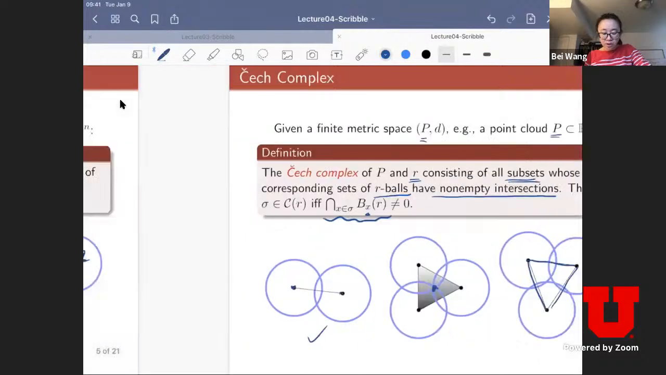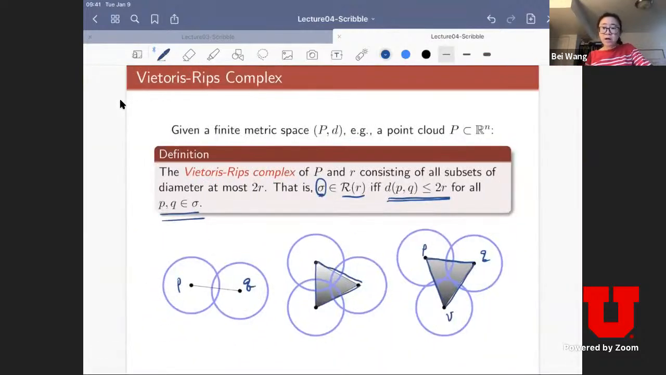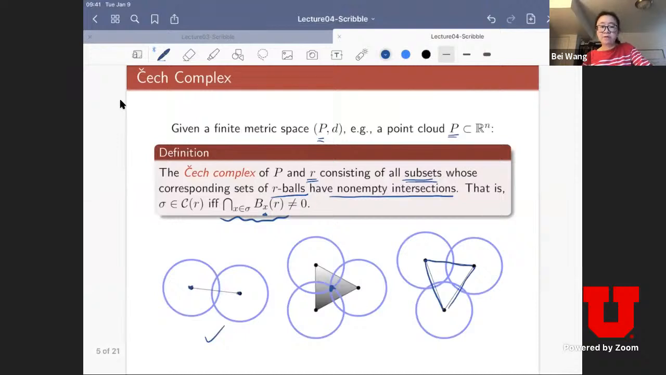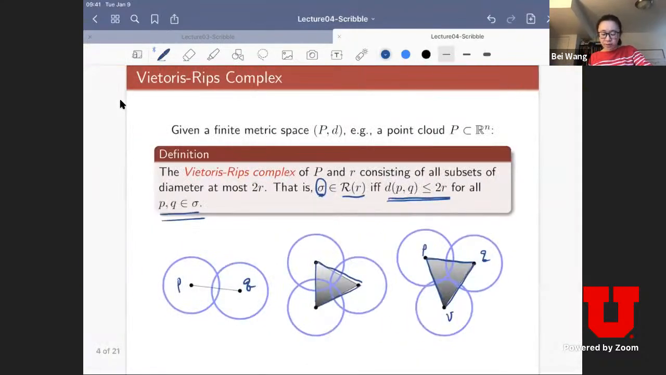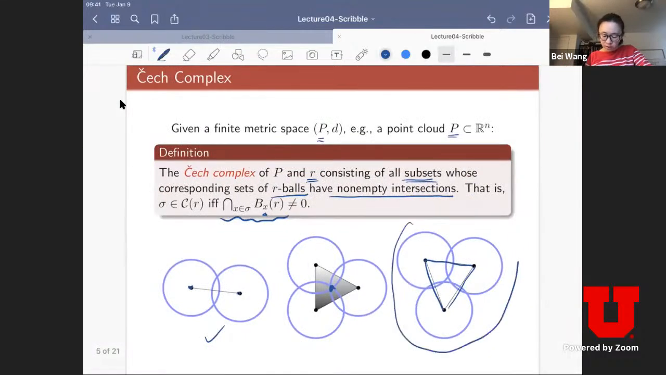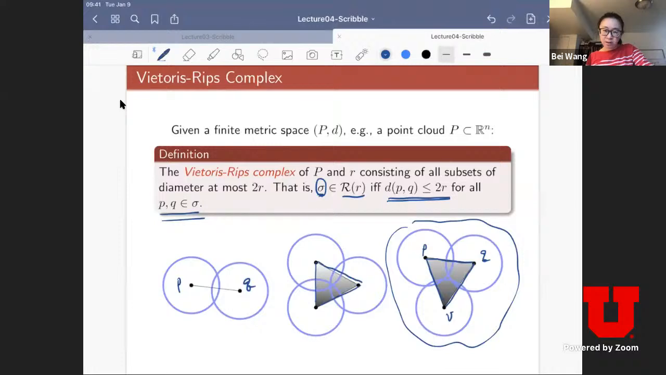So the difference between Čech and Rips is that in Rips, whenever I want to put a simplex in there, it's enough that I have a pairwise intersection among the disks surrounding my points. And Čech is whenever I have a higher order intersection, that's where the simplices show up. So if you compare the two pictures, especially this picture, in Čech, if you only have pairwise intersection, I don't have the simplex. But in Rips, whenever there's a pairwise intersection, I will have the simplex in there, okay?